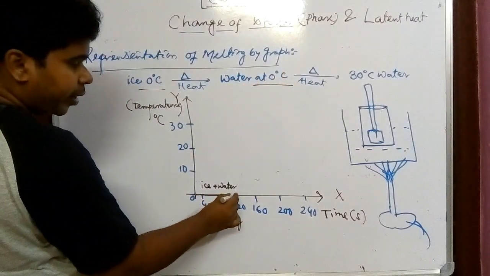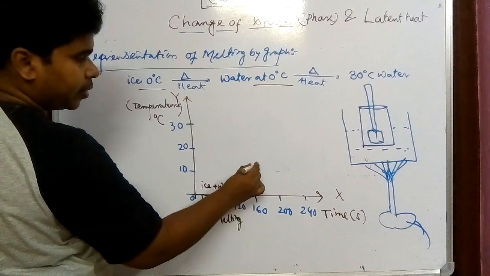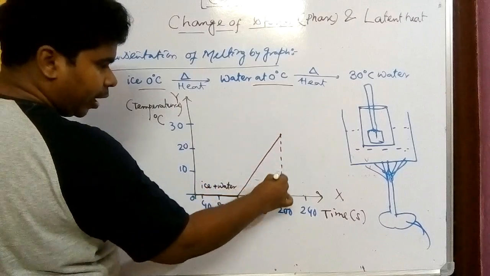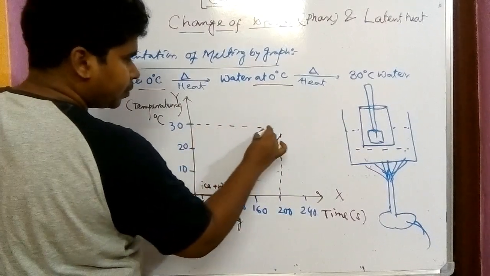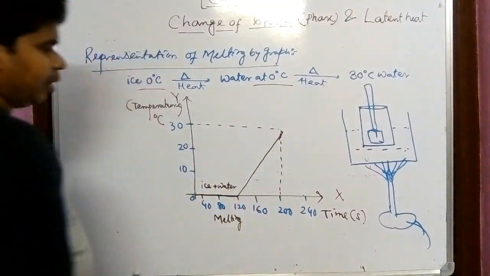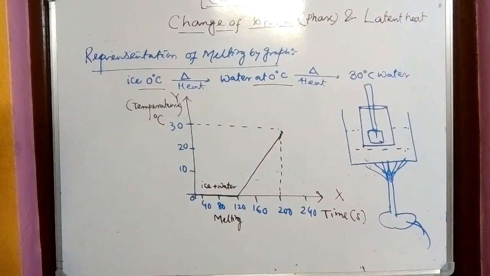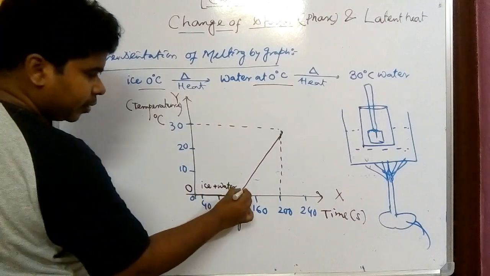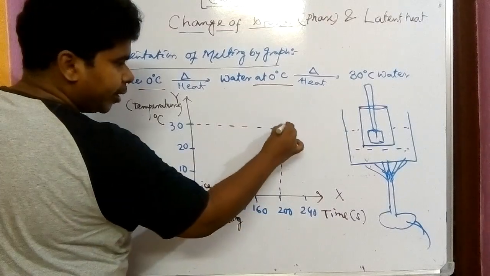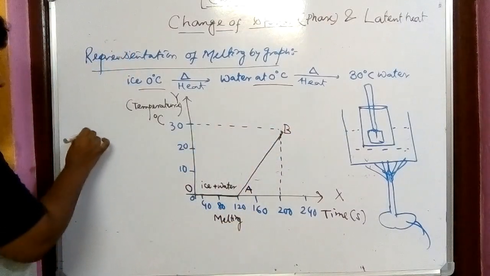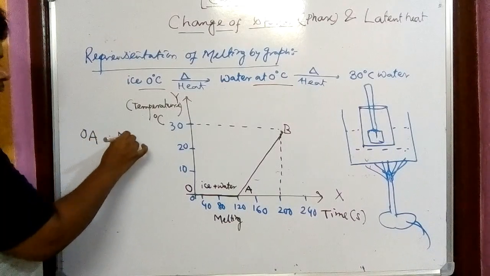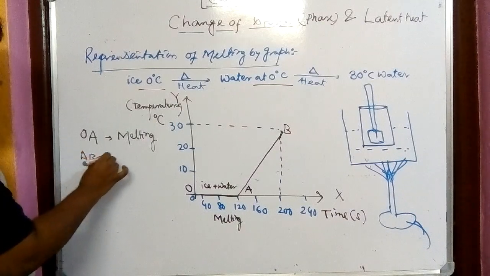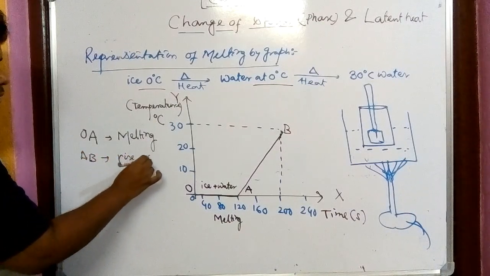And if you give more heat energy, then the temperature starts increasing, up to 30 degree. So at 200 seconds the temperature is at 30 degree centigrade. It is 30 degree centigrade water. If I show you by some line segments OAB, this OA represents melting, and AB represents rise of temperature.